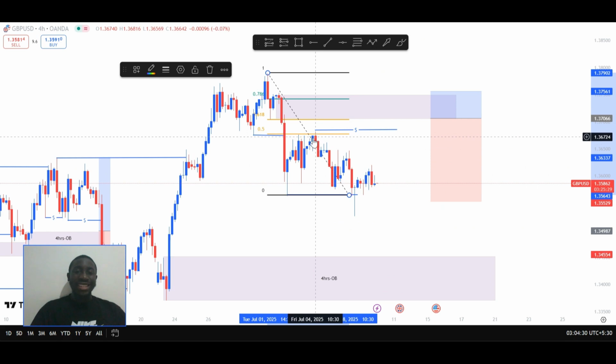Now, the reason why this area is not valid is because this pullback is not complete. And how do we know that it's not complete? Because it did not pass this golden zone. If this pullback had passed this golden zone to this area, we would have said, okay, yes, this pullback is complete, so there's no need for us to sweep liquidity. But as it did not pass, this is more like a trap.